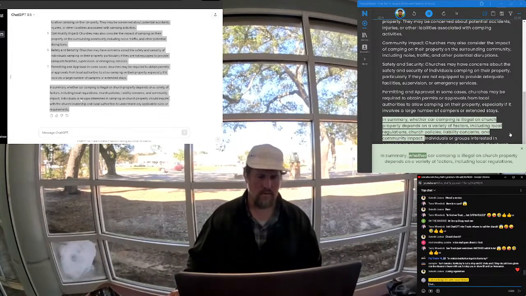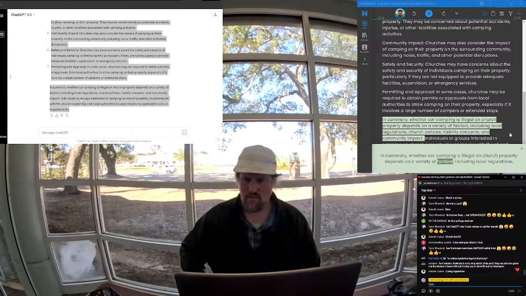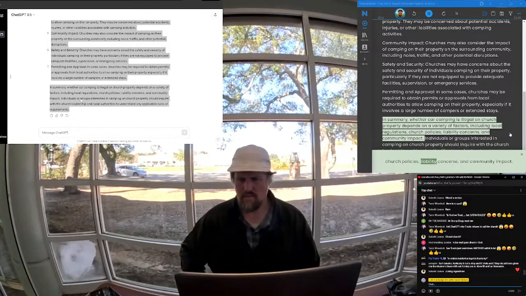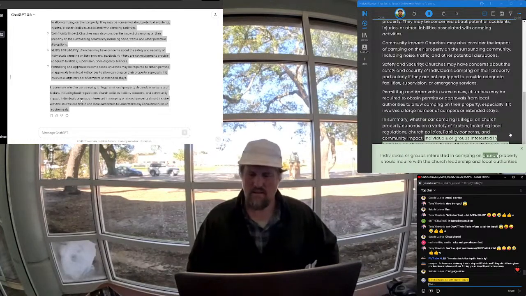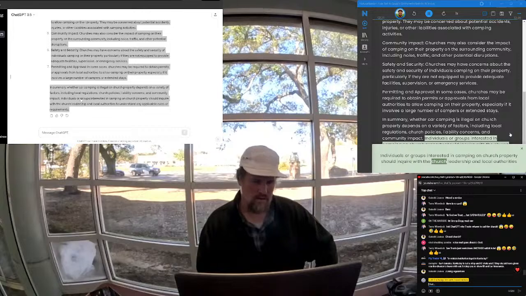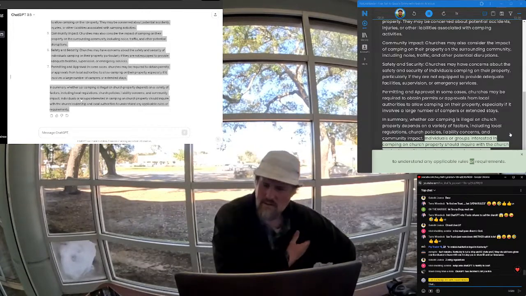In summary, whether car camping is illegal on church property depends on a variety of factors, including local regulations, church policies, liability concerns, and community impact. Individuals or groups interested in camping on church property should inquire with the church leadership and local authorities to understand any applicable rules or requirements.